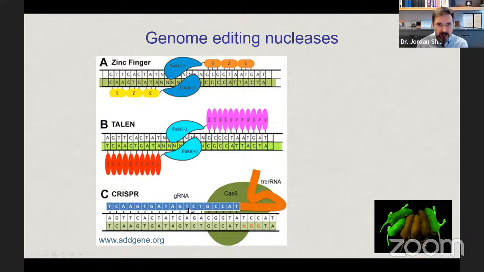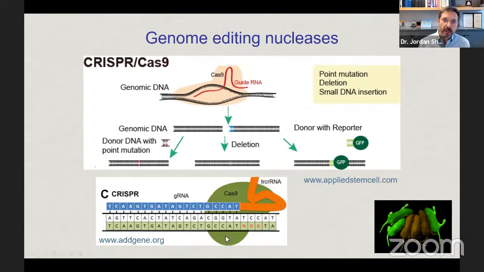CRISPR works similarly in concept, but it uses RNA. So a piece of RNA that's 18 to 20 base pairs long will find its target site, and then it binds to a nuclease protein, Cas9, that will do the cutting. And what happens is, with any of these, they cut the DNA to make what we call a double strand break, cutting both sides of the ladder, and that can lead to either a deletion or an insertion of DNA, which will typically mess up a gene.